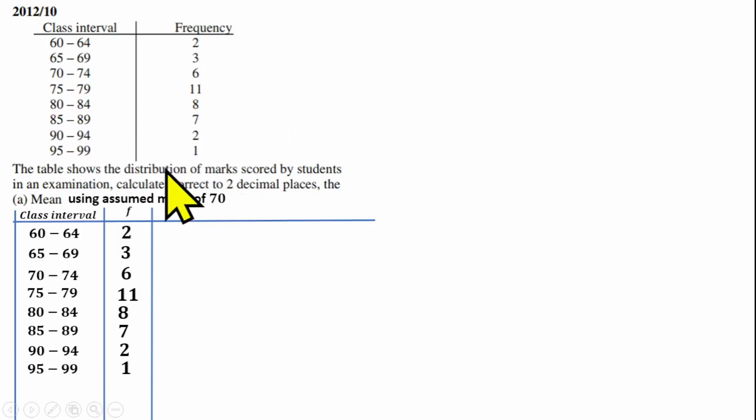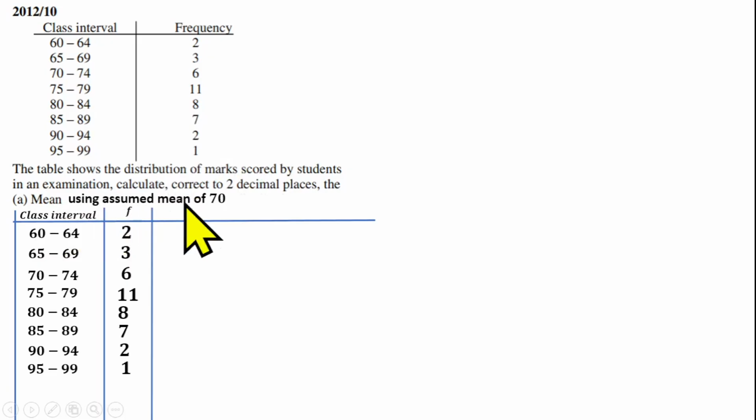I think the last question we saw, the two questions before the one we just solved, we did not use an assumed mean. But I just want you to know that whether you are asked to use an assumed mean or not, you are meant to get the same answer at the end of the day. So now I choose an assumed mean.